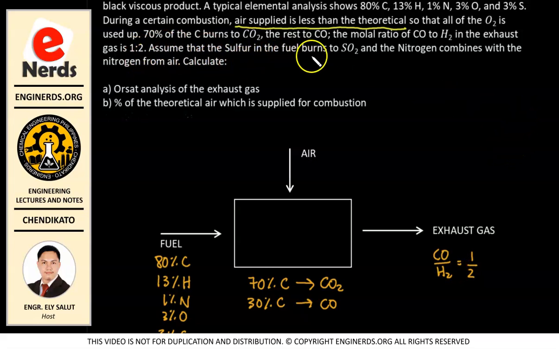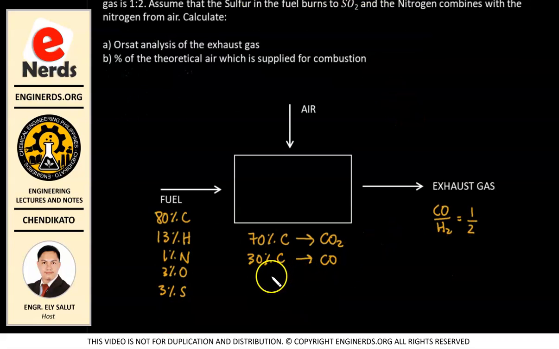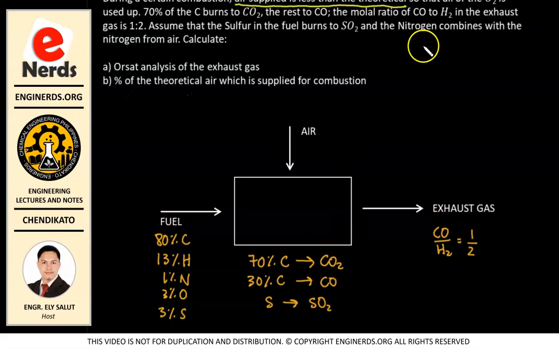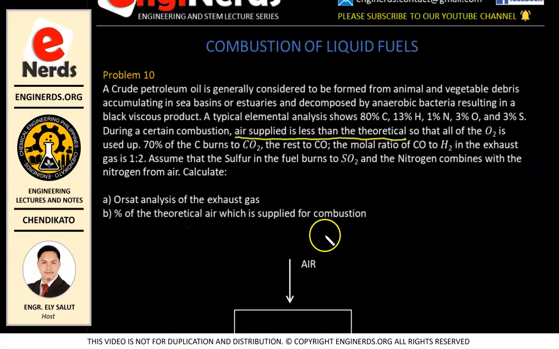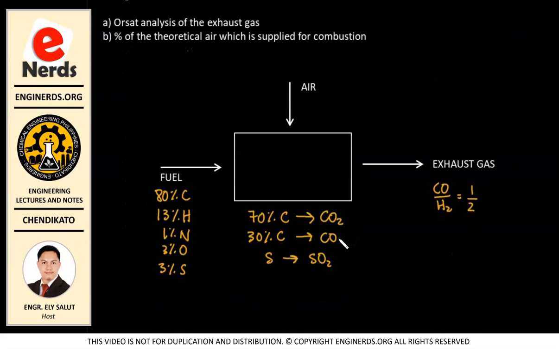What other information do we have? Assume that all of the sulfur in the fuel burns to SO2. Then the nitrogen combines with the nitrogen from air, because we have 1% nitrogen in our fuel. So all of this nitrogen will be combined with the nitrogen that was supplied in our air. That's basically all the information that we have in our problem. So now let's start working on this one.